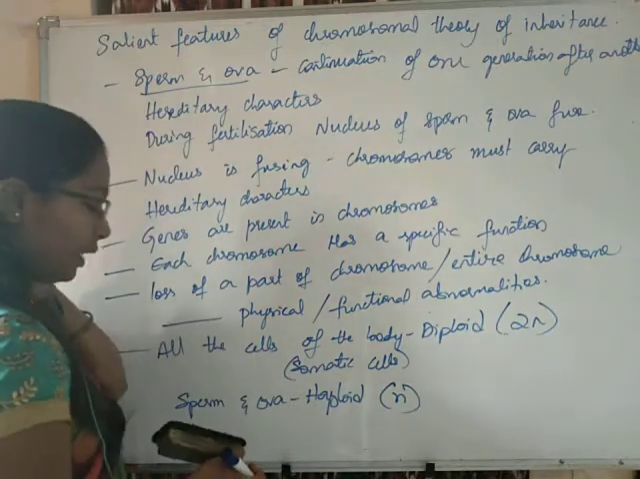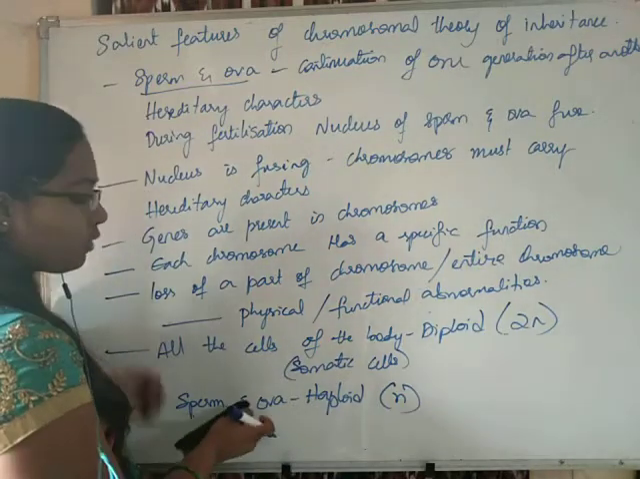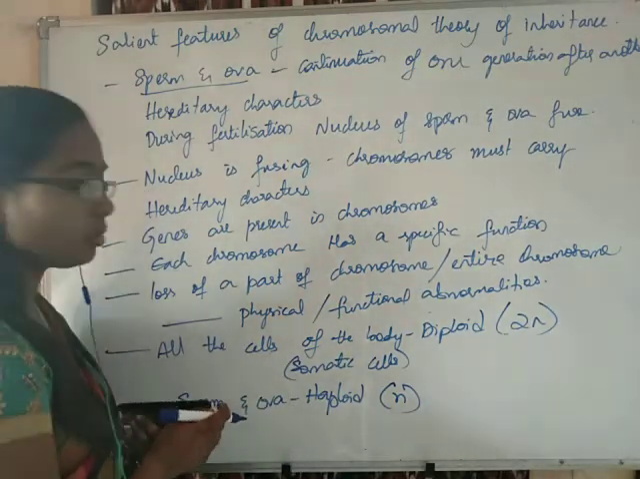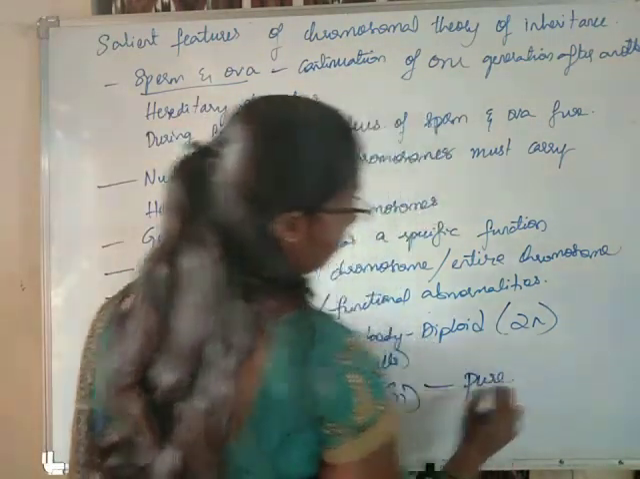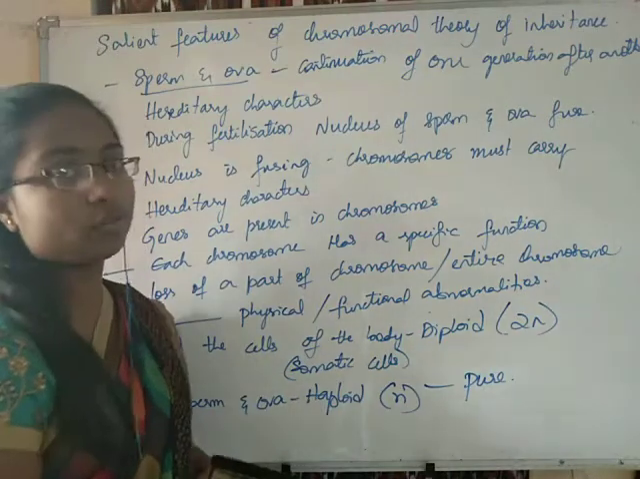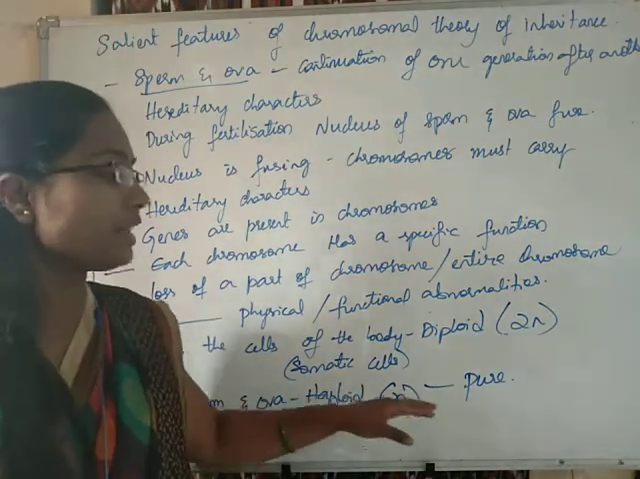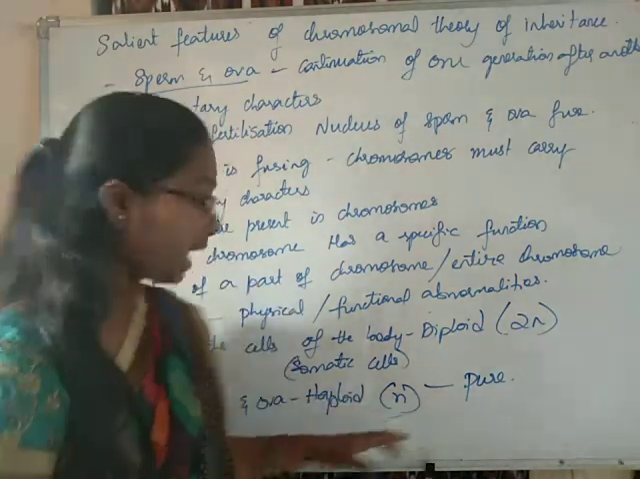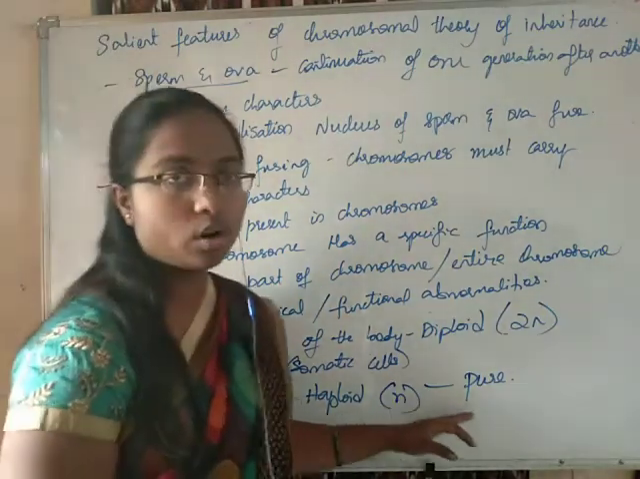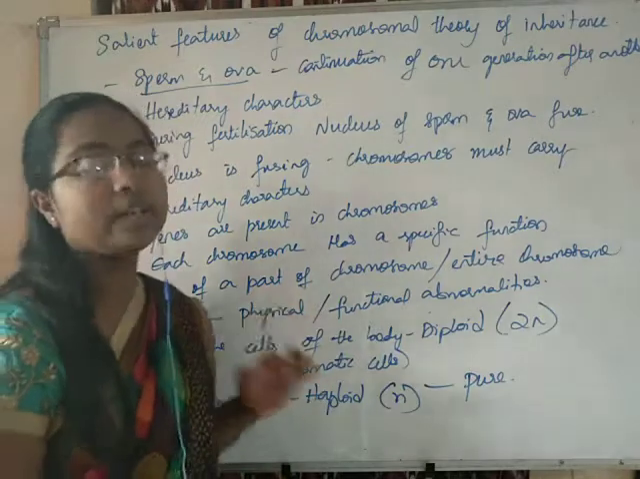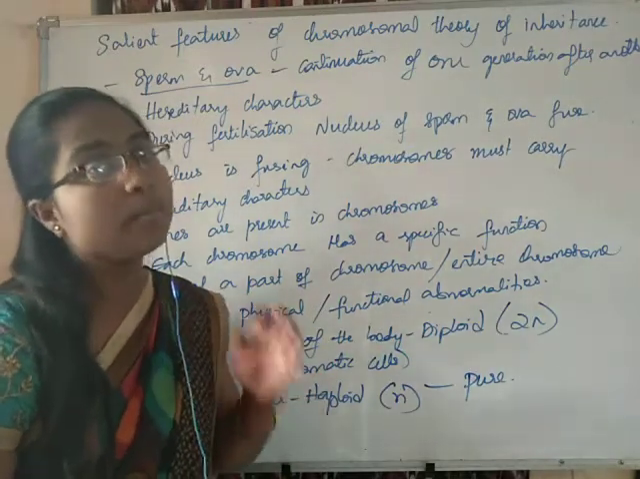They contain only one set of chromosomes because the sperm and ova are haploid. They are said to be pure because they have only one type of chromosomes. So the gametes, sperm and ova, are said to be pure.